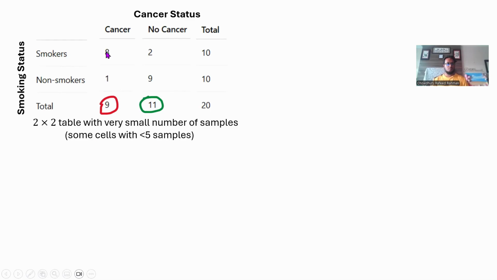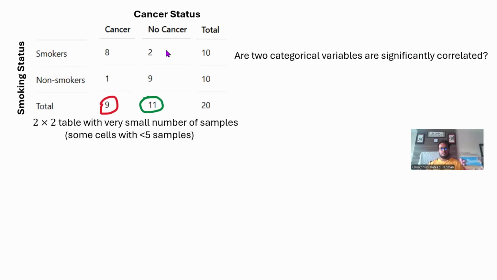If you have this kind of 2 by 2 table, that means your categorical variables each have 2 values. For example, here, smoking status has smoker and non-smoker, while cancer status has cancer and no cancer. And some of these cells will have less than 5 samples. If you have that kind of scenario of small sample number and 2 by 2 case, then you can use Fisher's exact test. There are many cases where you are going to face this kind of scenario, especially if you are dealing with bioinformatics. So the question we are trying to answer here is, are two categorical variables significantly correlated?